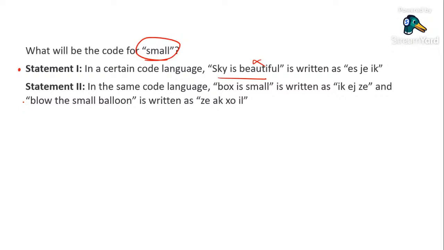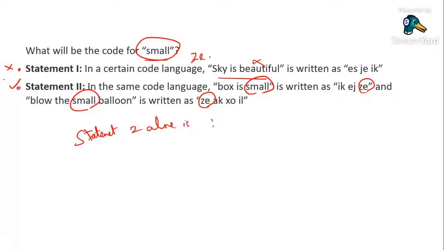Okay. Only statement 2. If you look at the statement 2, it has the word small two times and I can compare it. So Z is common in both. So I can say small corresponds to ZD. So what is the answer? Statement 1 is immaterial. Statement 2 I can answer. The final answer is statement 2 alone is sufficient. Okay? It is not both.